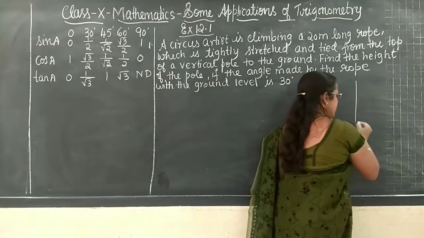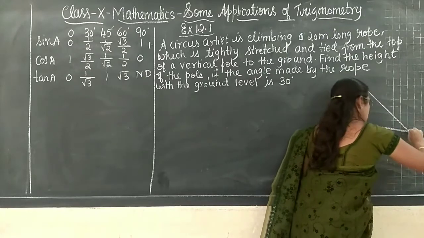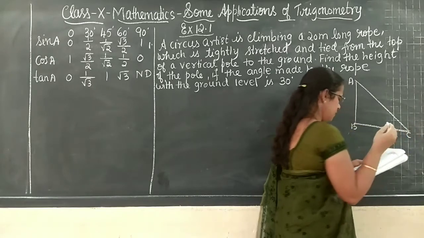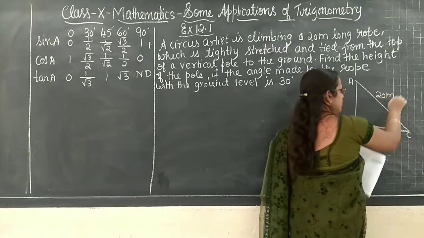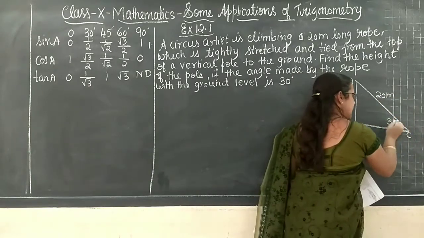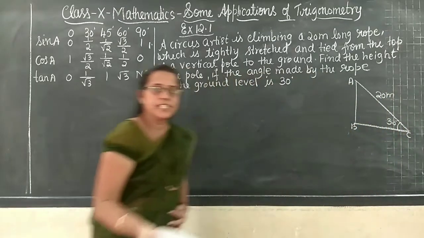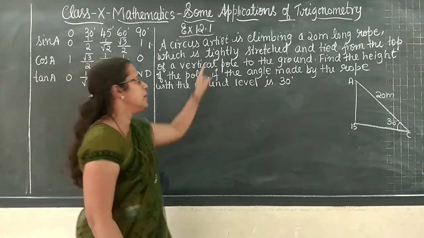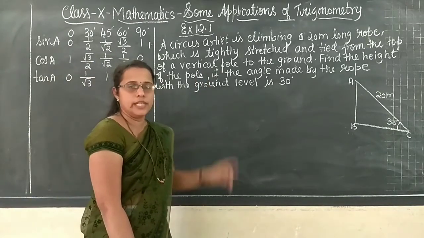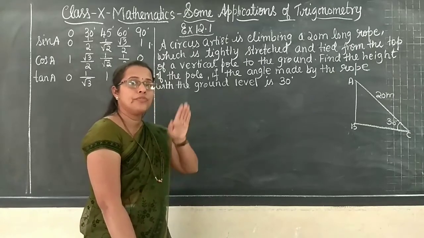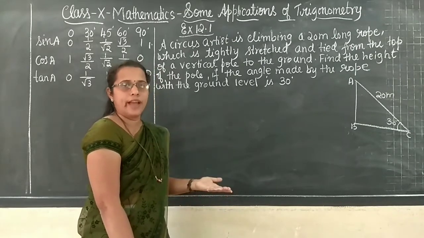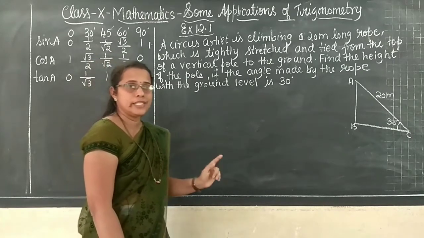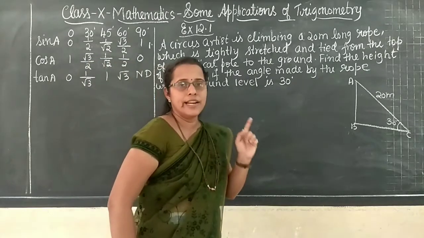So this is the figure. A, B, C. This is 20 meter. This is 30 degree. See the figure. Always they won't give the figure. You have to draw the figure by reading the question. To understand the question, you have to draw the figure, then you have to do the calculation. That many steps are involved. So first try to understand each word of the sentences.